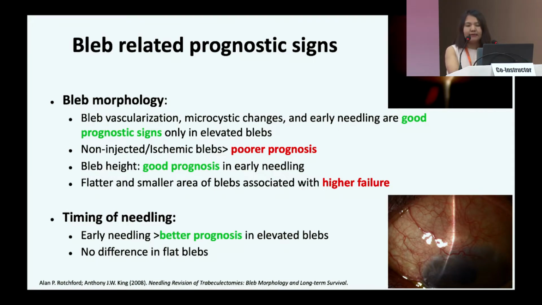Bleb height in some studies shows that there is a good prognosis if the bleb height is good, but only if you do an early needling, those elevated blebs fare better. While in a flatter or a smaller bleb, higher failure risk is again seen with revisions. As I already told, at the timing of needling, early needling is known to carry a better prognosis in elevated blebs, but no correlation per se in a flat bleb.